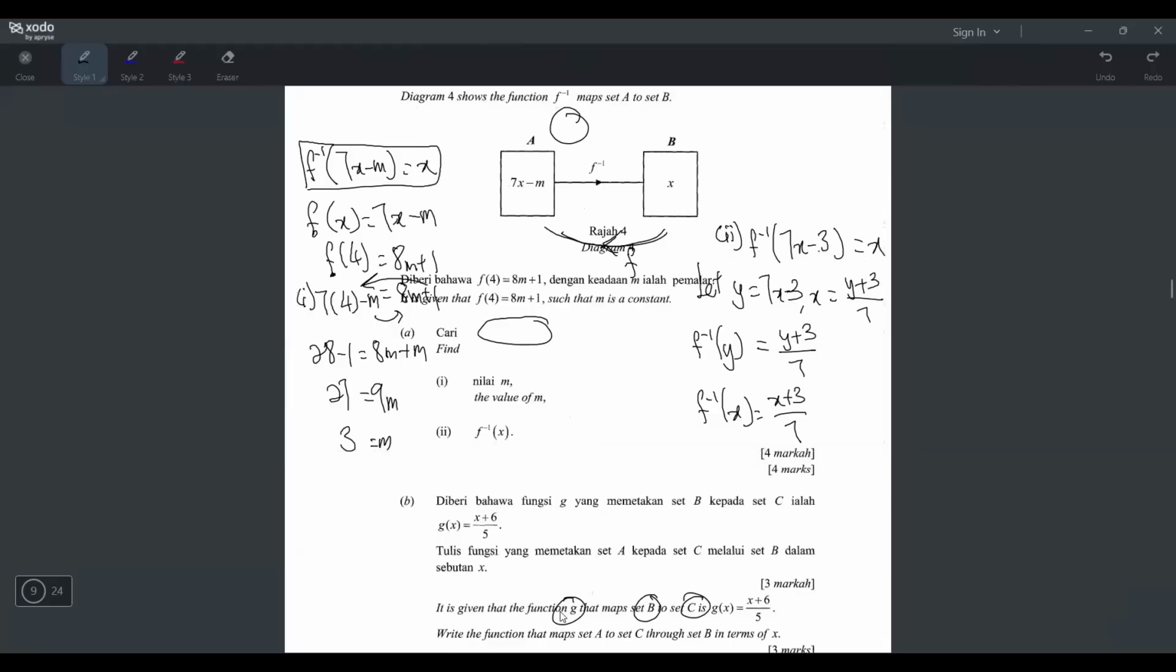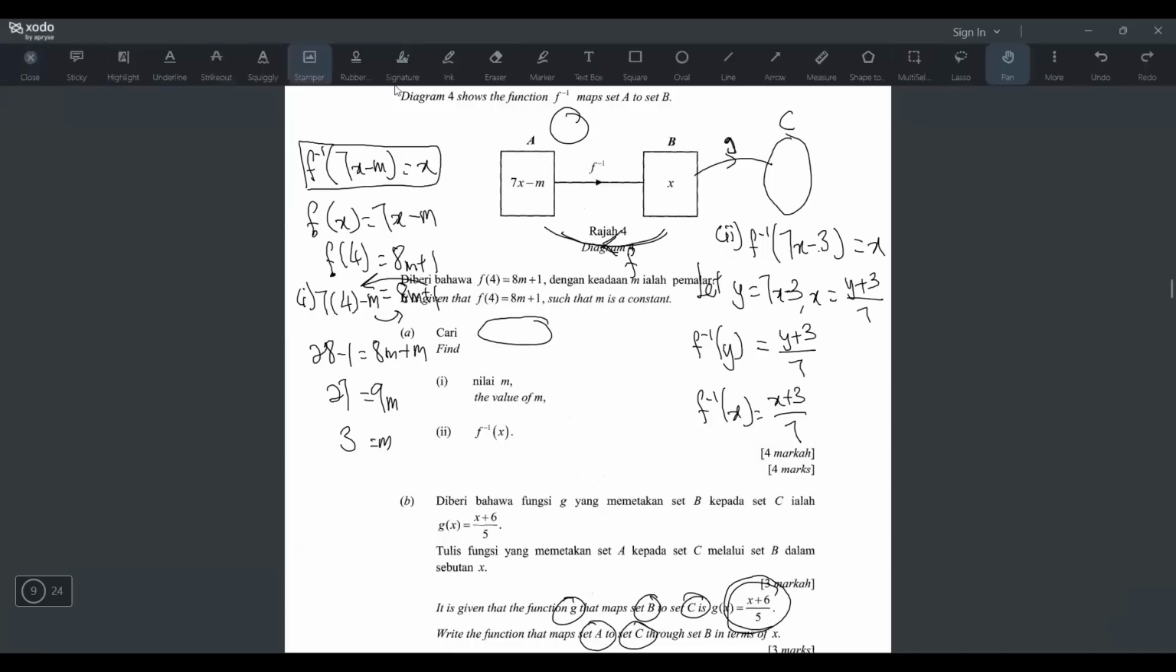So it is given that function g maps B to C. So this is B, right? So I have to draw another thing right here and call it C. And the function is function g(x), and they give g(x) to me already: (x plus 6) over 5. Write the function that maps A to C through B. So write the function that goes from A to C.